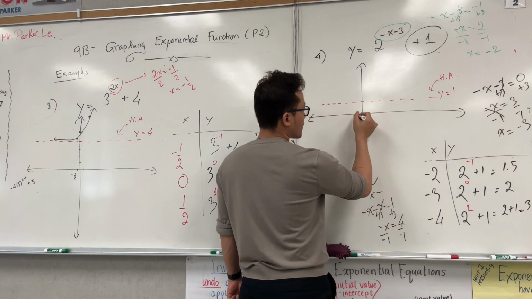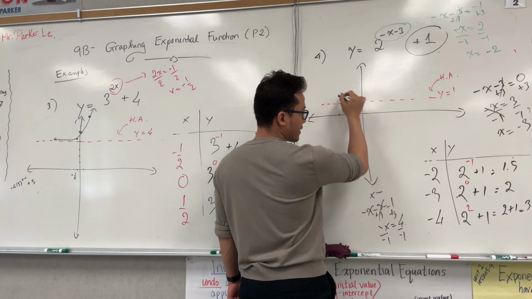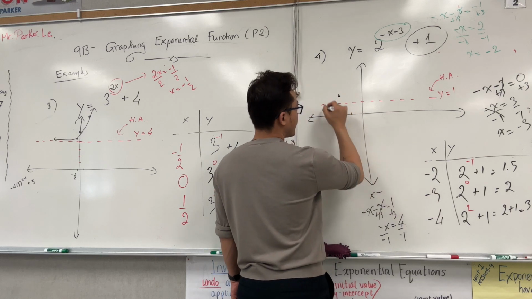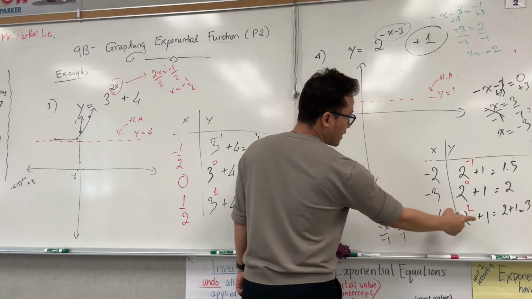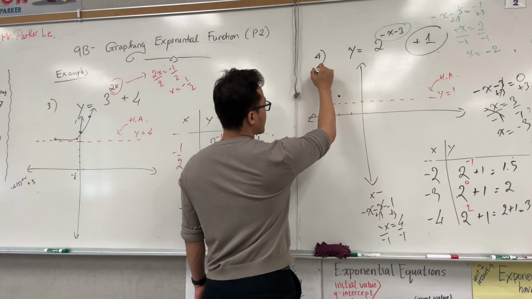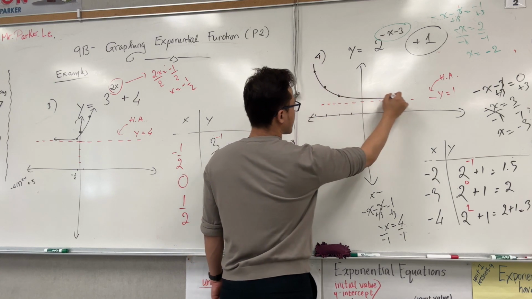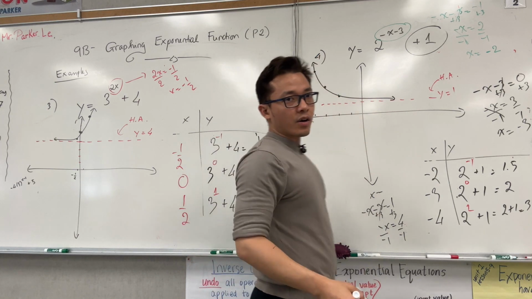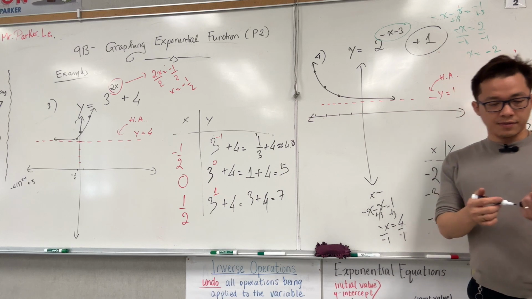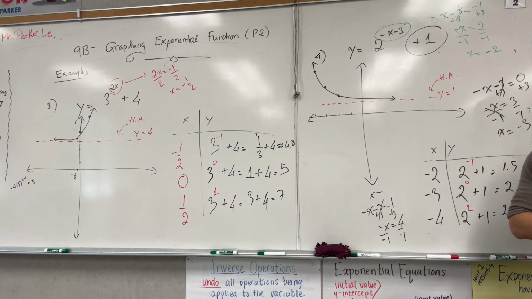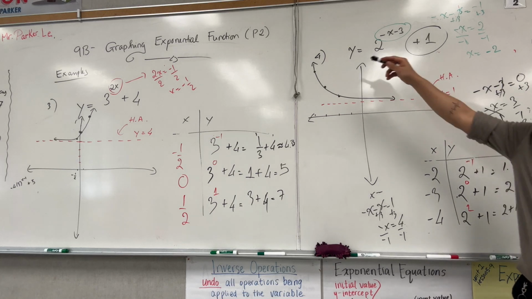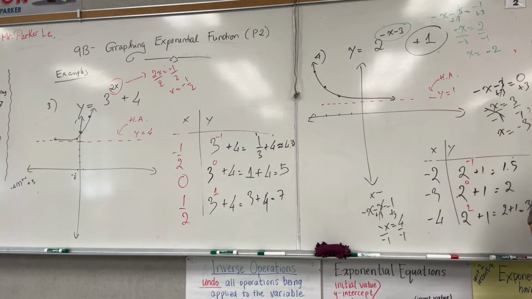Negative 2, 1.5 right here. Negative 3 and 2. And negative 4 and 3. Negative 4 right here and 3. Okay. So it's going to be like this. Is it decay or growth? Is it decreasing or increasing? Decreasing. So is it growth or decay? Decay.